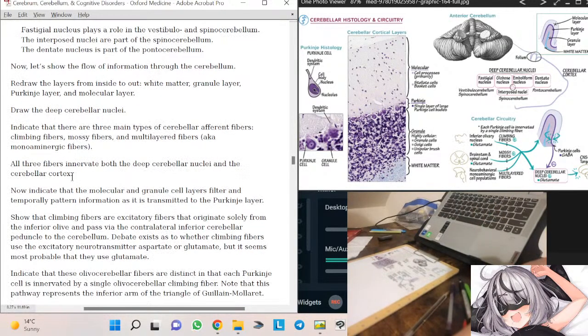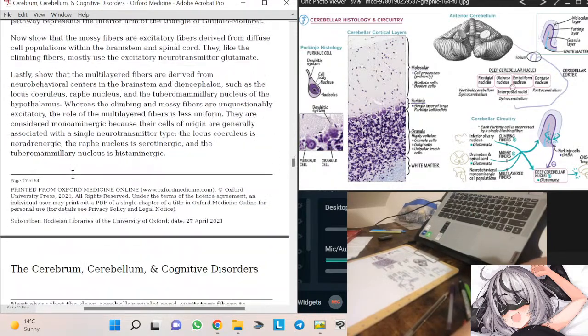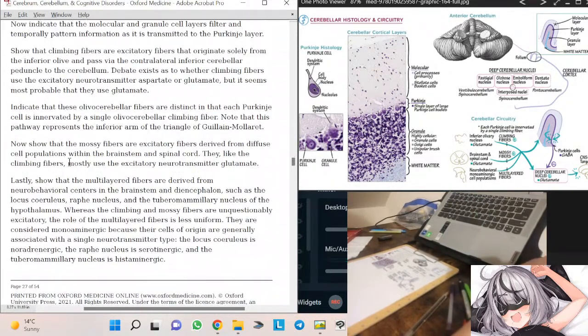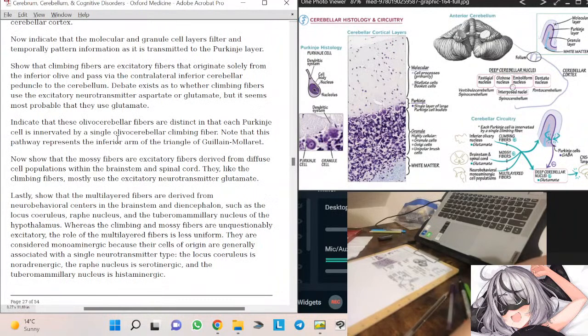Debate exists as to whether climbing fibers use the excitatory neurotransmitter aspartate or glutamate, but it seems most probable that they use glutamate. Indicate that these olivocerebellar fibers are distinct in that each Purkinje cell is innervated by a single olivocerebellar climbing fiber. Note that this pathway represents the inferior arm of the triangle of Guillain-Mollaret.